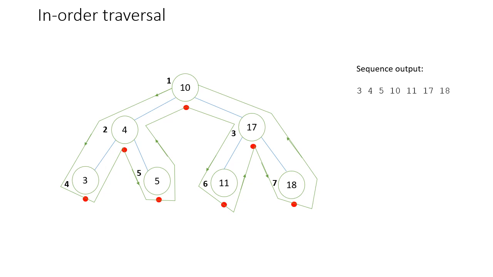And then we keep continuing until we return back to the root node. The sequence we'd output then would be, in this case, the numbers in ascending order from 3 through to 18.